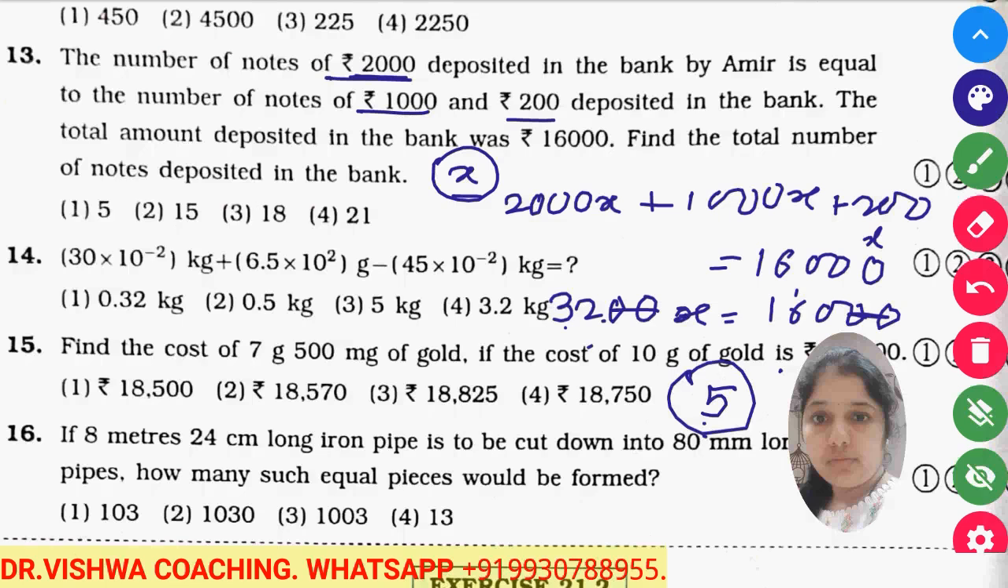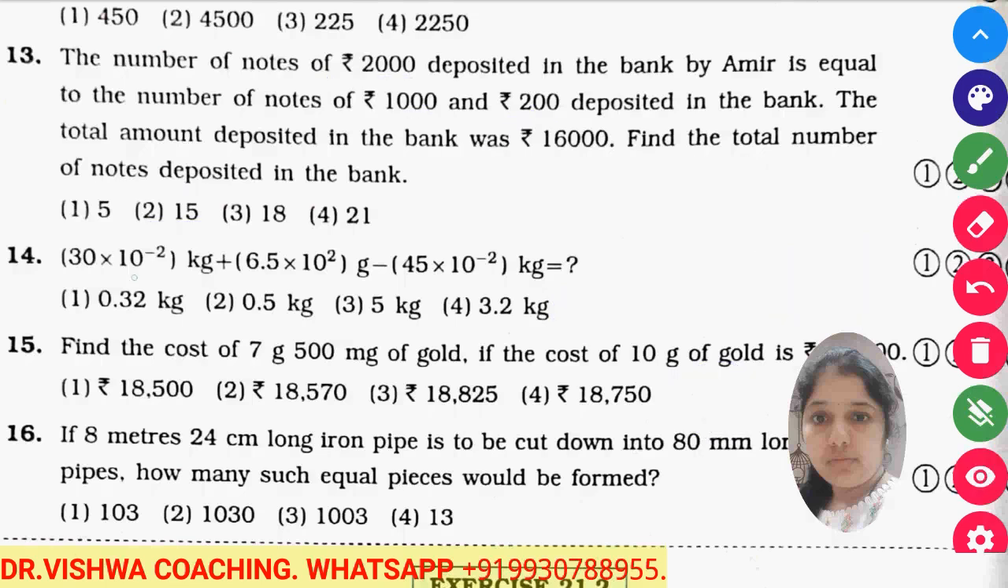So 5 notes of 2,000, 5 notes of 1,000 and 5 notes of 200 were deposited in the bank. Now they had asked you to find the total number of notes deposited. So the total number of notes becomes 15. Understood? Because 1,000 ka 5, 2,000 ka 5 and 200 ka 5. So together it becomes 15. Now again you have to convert this and you can find the answer.